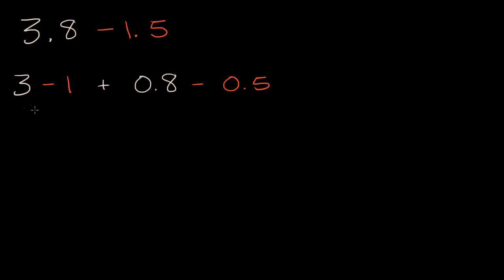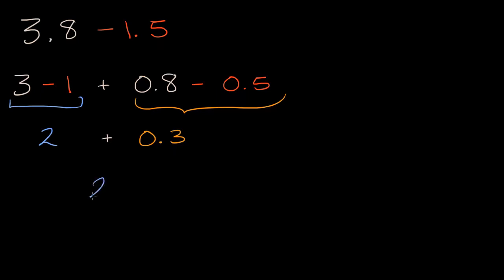And so now we can figure out, okay, 3 minus 1, that's just going to be equal to 2. And then 8/10 minus 5/10, well, that is 3/10. And so this is going to be 2 and 3/10, which of course we could write as 2.3. That seemed pretty straightforward.